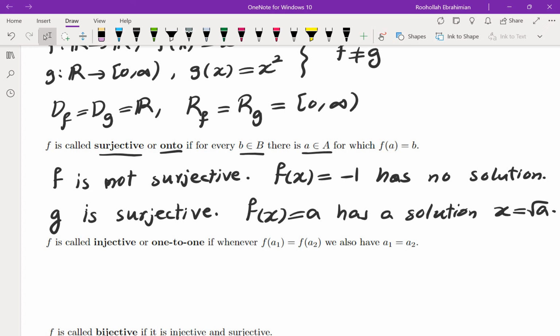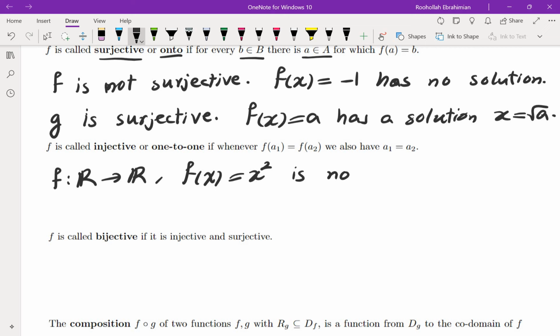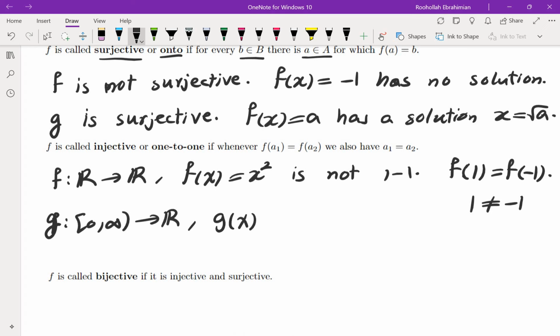Injective, or one-to-one, means if f(a1) = f(a2), then a1 = a2. So for example, if I look at this function f from R to R given by f(x) = x squared, this is not one-to-one because f(1) and f(-1) are the same, even though the inputs 1 and -1 are not the same. But if you look at this function from [0, infinity) to R, let's call that g, given by g(x) = x squared, this is one-to-one.